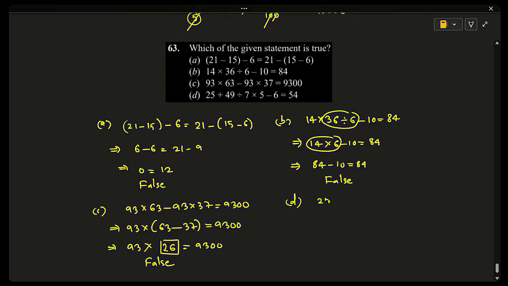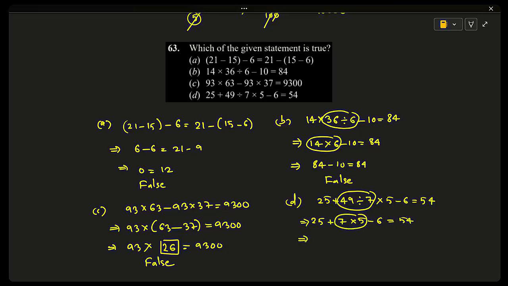Option D. Maybe this is correct. 25 plus 49 divided by 7 into 5 minus 6 is 54. So use DMAS, first division. 49 divided by 7 is 7. Then multiplication, 7 into 5 will be 35. Then sum: 25 plus 35 is 60. 60 minus 6 is 54. Yes, 54 is equal to 54. This is true finally. That is option D is true.